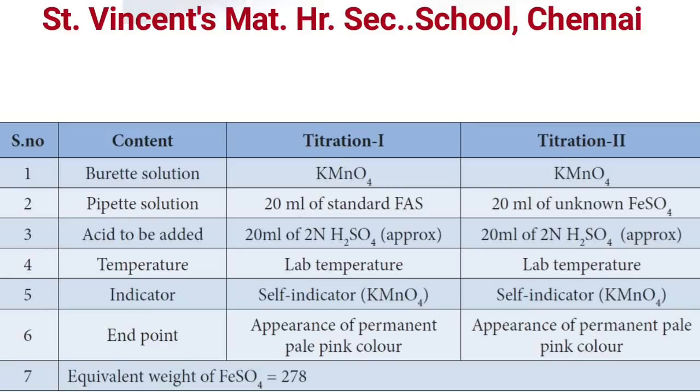The temperature will be the lab temperature, and in this particular reaction we do not add an external indicator, but potassium permanganate acts as a self indicator, and the end point will be the appearance of a pale permanent pink color. For the second titration, all the other points will remain the same. In the pipette solution alone, instead of the standard ferrous ammonium sulphate, we take 20 ml of the unknown solution of ferrous sulphate. Now let us see how to do this experiment using the pipette and the burette.